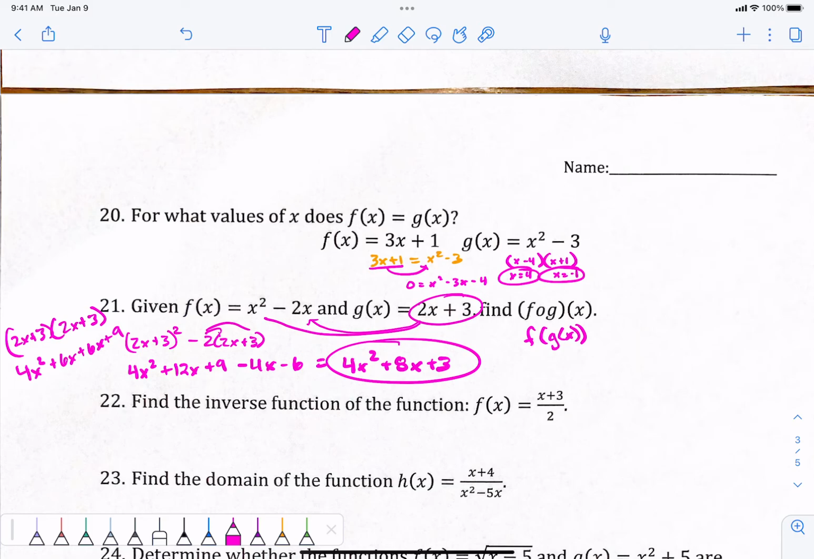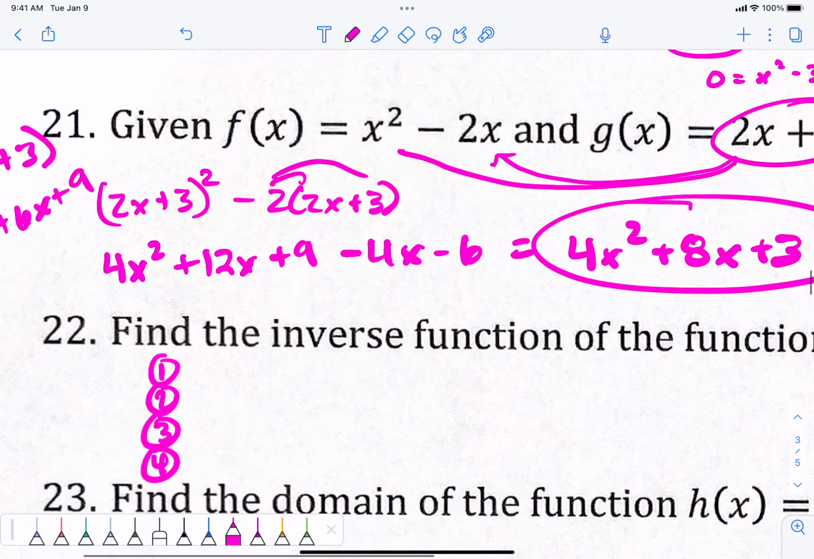Oh, we did this earlier, the inverse. Step number 1, step number 2, step number 3, step number 4. X equals y, swap x and y, then solve. One second.